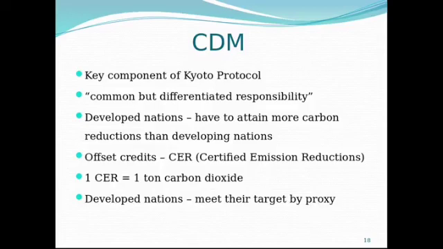And carbon emission is measured by a unit called offset credit, that is CER, certified emission reduction. 1 CER is equal to 1 ton of carbon dioxide. Developed nations emit more carbon. So the Clean Development Mechanism tells us that the developed nations should give more importance to reducing carbon emission than the developing nations.